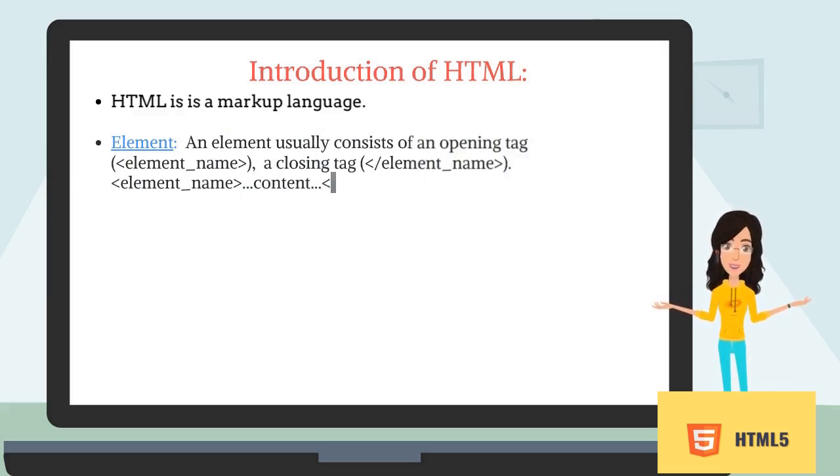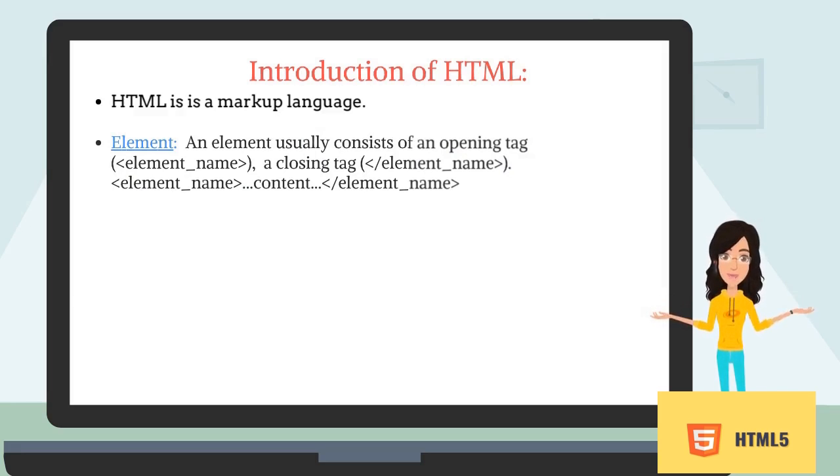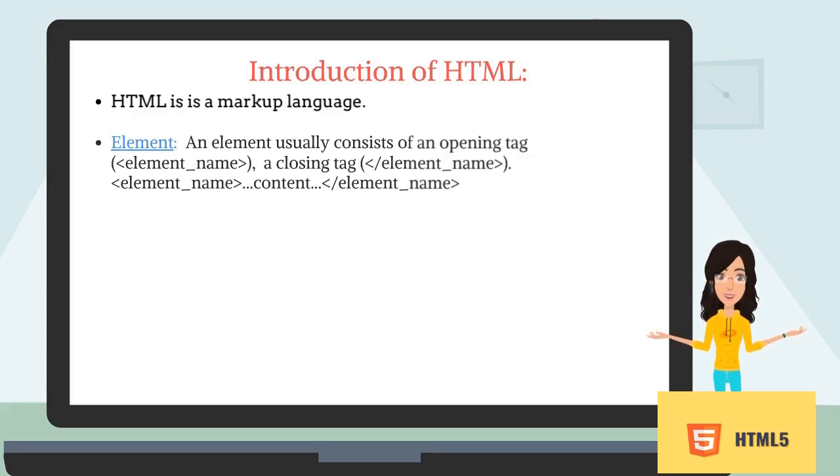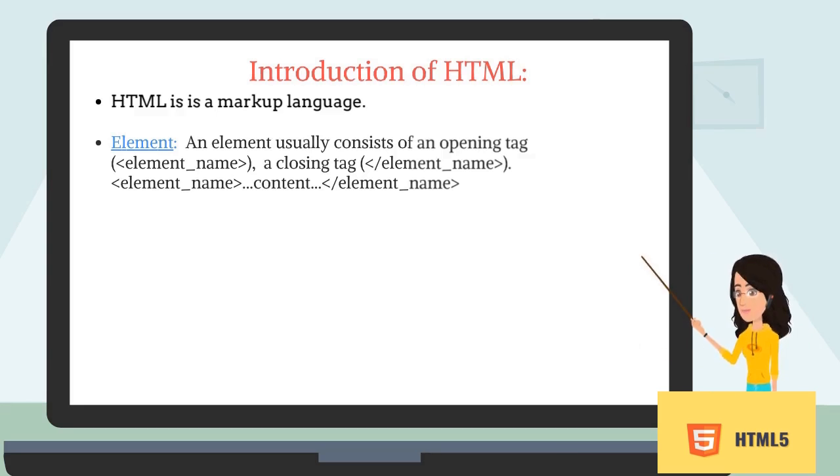HTML is sometimes called a programming language, but it has no logic, so it is a markup language. HTML tags provide semantic meaning and machine readability to the content in the page. An element usually consists of an opening tag and a closing tag, which contain the element's name surrounded by angle brackets, and the content in between.